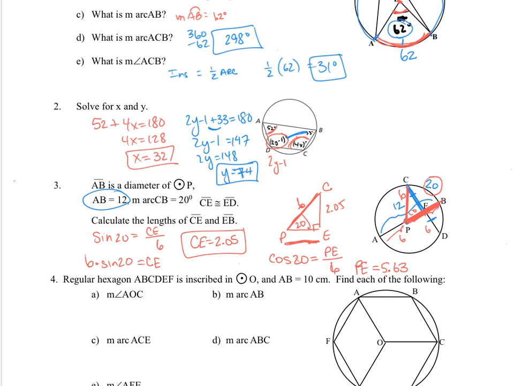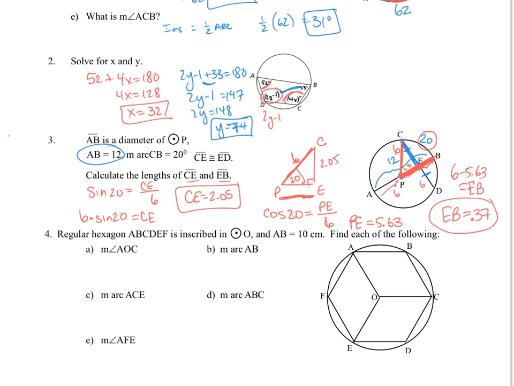Since this whole length is 6 and this piece is 5.63, I could find EB. So EB will be 6 minus 5.63, which is going to be 0.37. So I found CE and EB. That was a rather tough problem because it required you to use what we've done in the past with trig functions. All right, moving on to number 4.